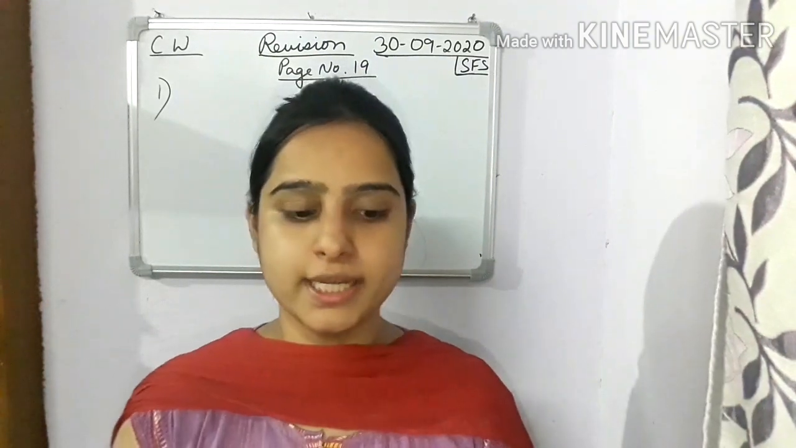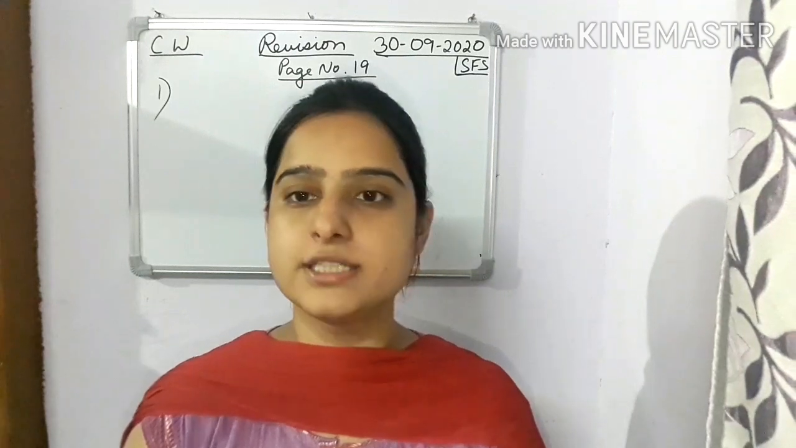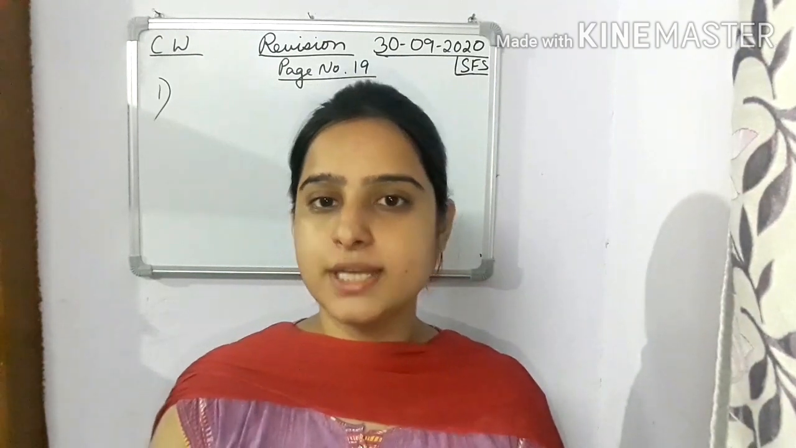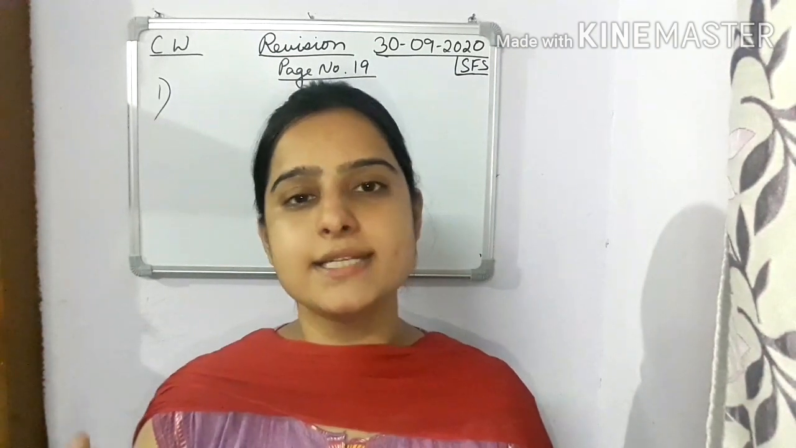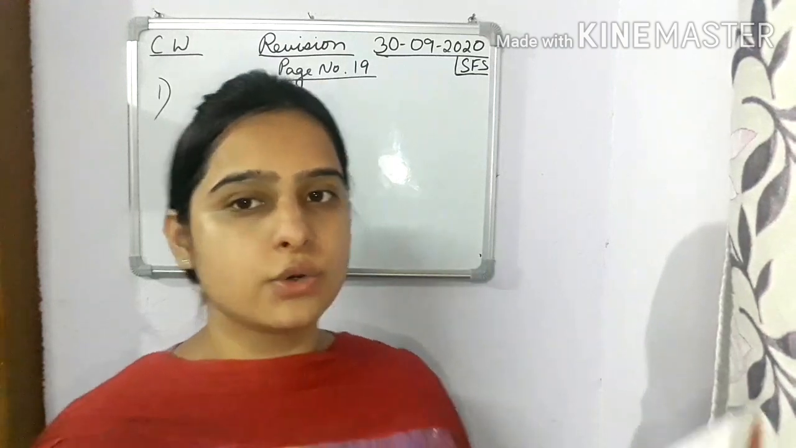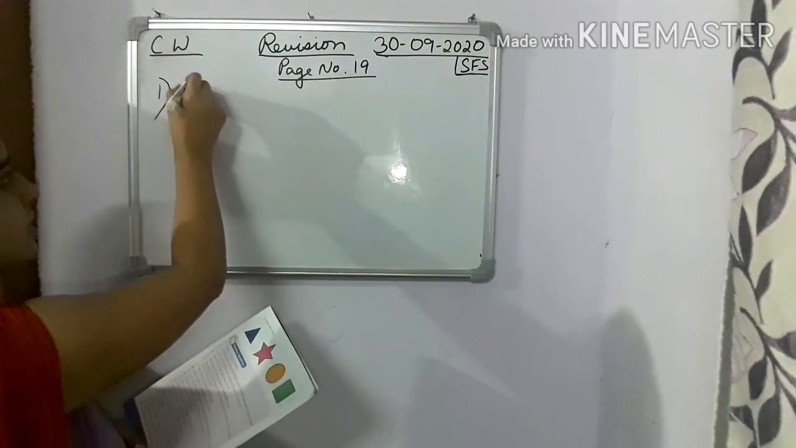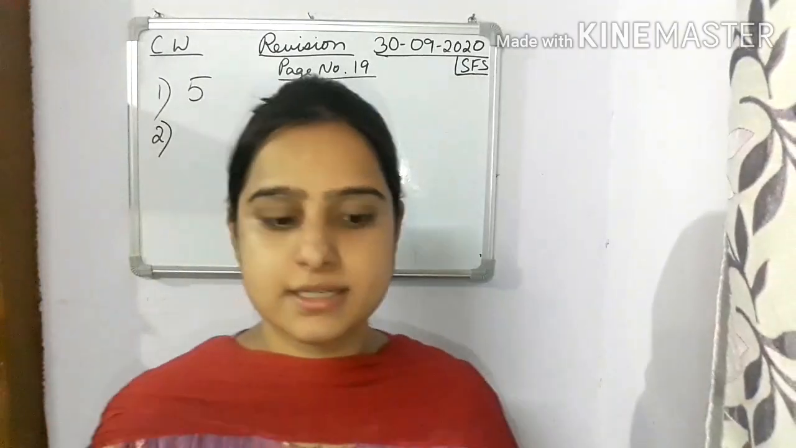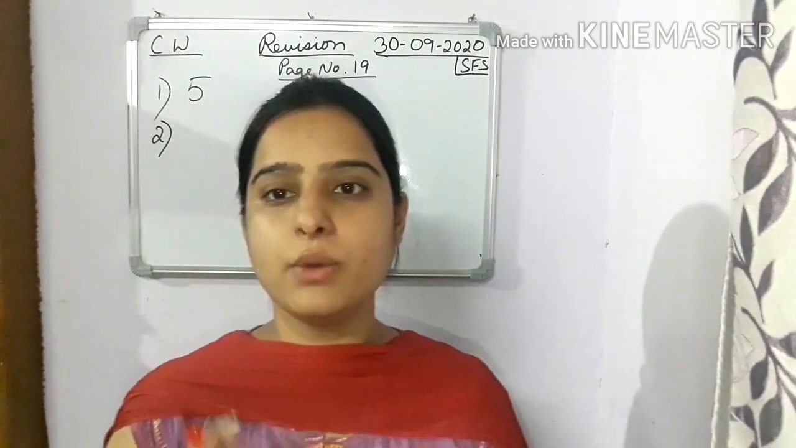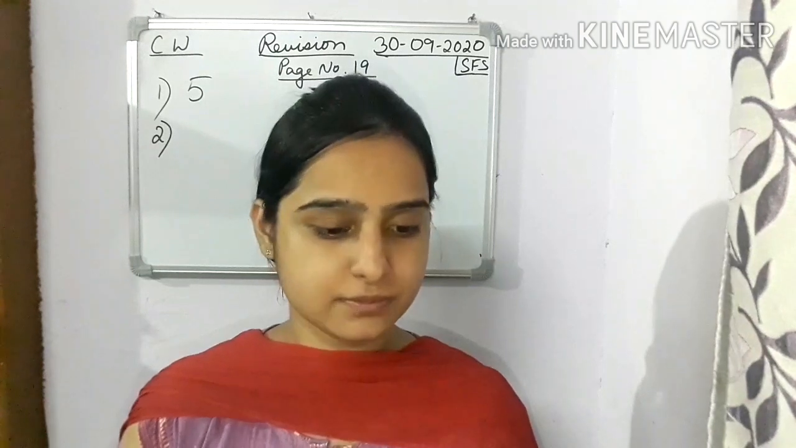Our first question is, give a 1-digit number. Now you know that from 0 to 9 are all 1-digit numbers, isn't it? So you can write any one number. So I am going to write 5. You can write any one number you want to write, from 0 to 9, but it should be a 1-digit number.